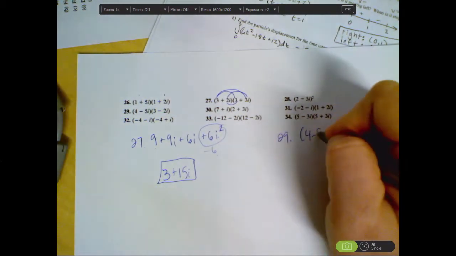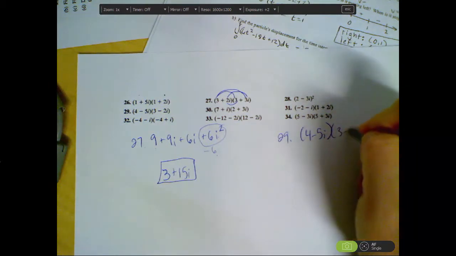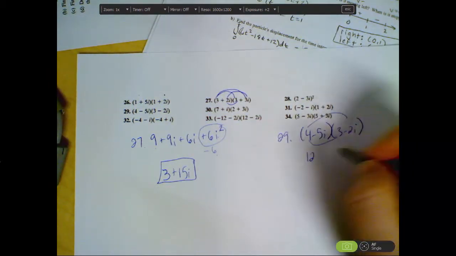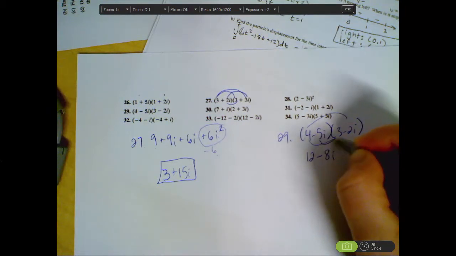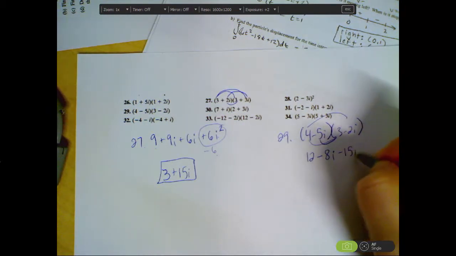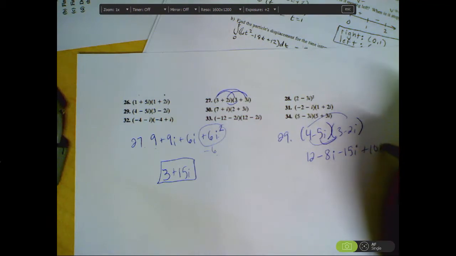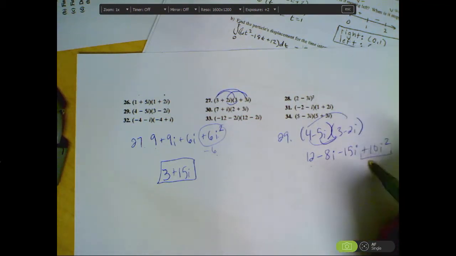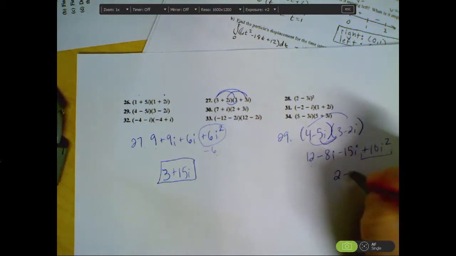29. 4 minus 5i times 3 minus 2i. 4 times 3 is 12. 4 times negative 2i is negative 8i. Negative 5i times 3 is negative 15i, plus 10i squared. This turns into negative 10. 12 minus 10 is 2. Combine your like terms: 2 minus 23i.